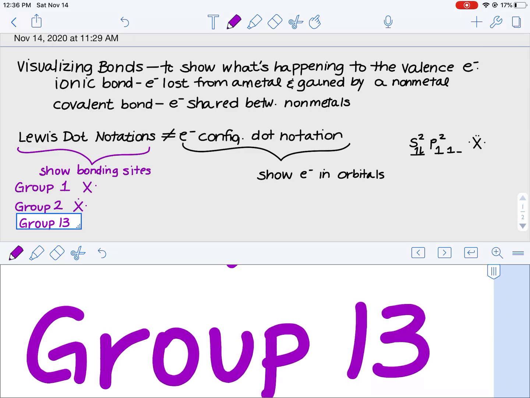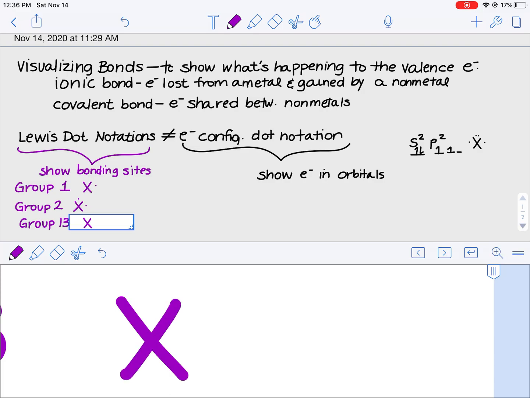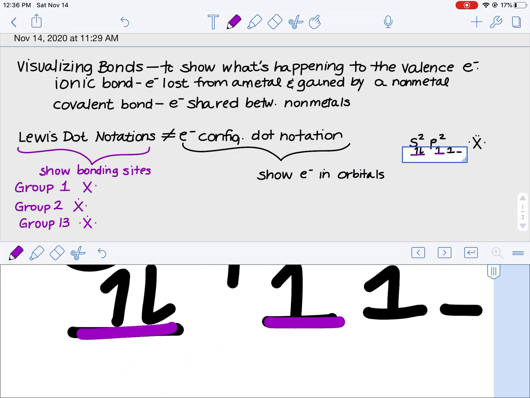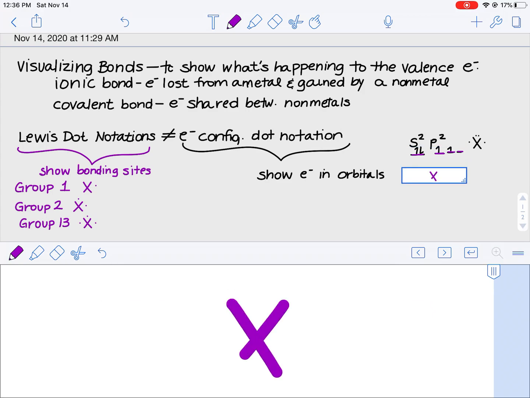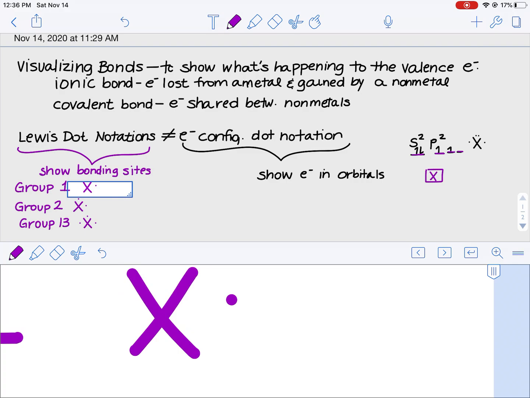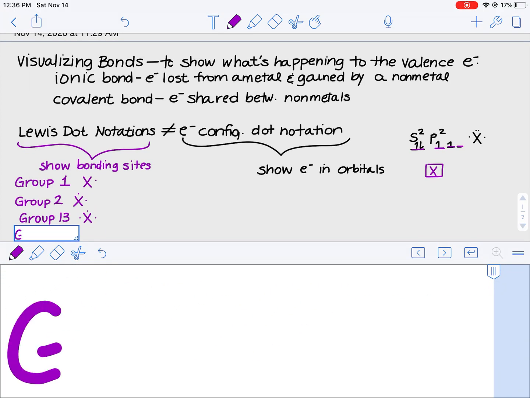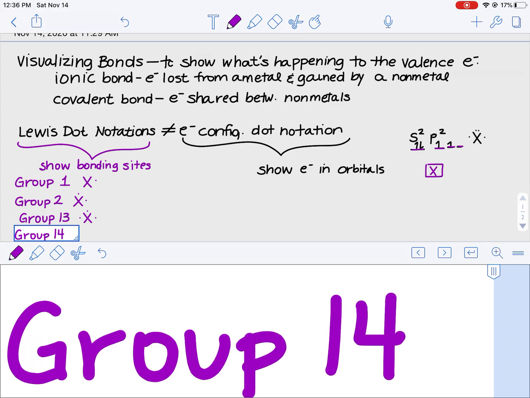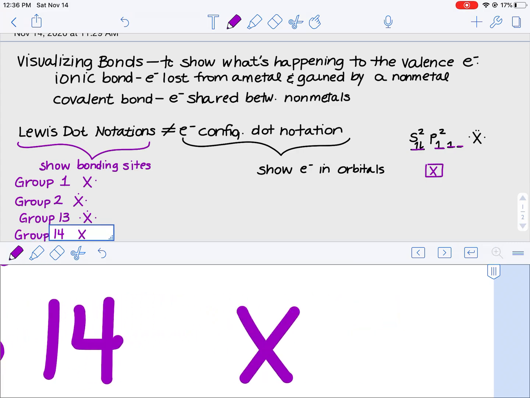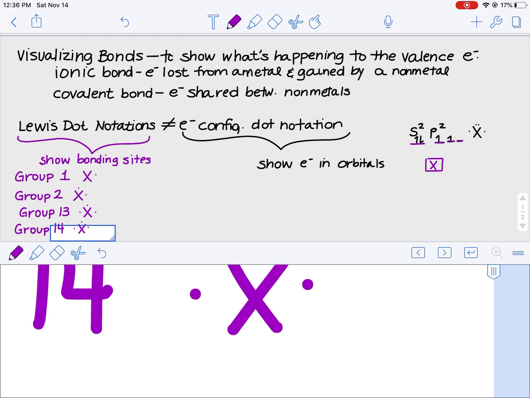The elements in group 13 have 3 valence electrons. They are going to have 3 dots around them, and they're going to be separated out. Just like with electron configuration dot notation, imagine that the orbitals are forming a box around the symbol of the element. So we still have these elemental symbols in an imaginary box, and we're still putting 1 dot or 1 electron on each side of the box. The elements in the carbon group, or group 14, have 4 valence electrons. Therefore, they will have 4 dots around their symbol, each imaginary side of the box getting 1 dot.